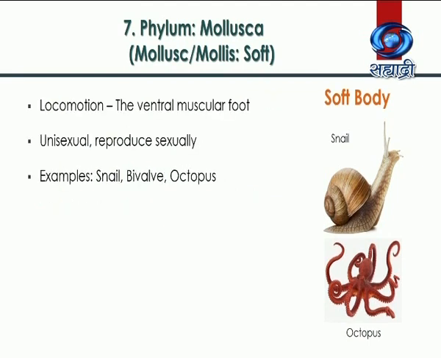The ventral muscular foot helps in locomotion. These members are unisexual and they reproduce sexually. Common examples are snail, bivalve, octopus. Octopus is the most clever animal among all non-chordates.